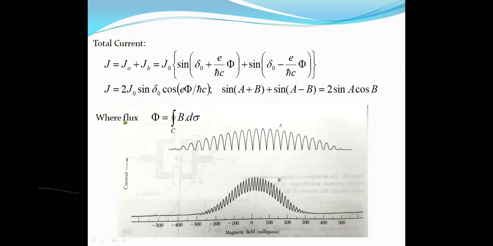And what is the interference term here? You see that J naught, this delta naught here is a constant thing. So this sine delta naught will be constant. J naught is constant. e phi upon h cross c. So if you change the magnetic flux, so this is phi. If you change the magnetic flux here, then you will have a change in current. So basically, you go on changing the magnetic flux, you go on increasing, and you will have change in your J, and that change will be sinusoidal because it's a cos function.